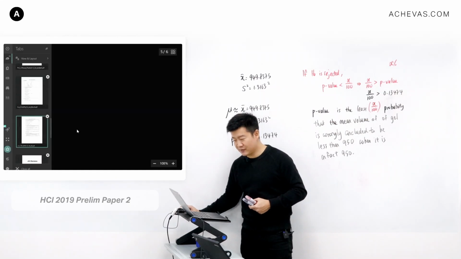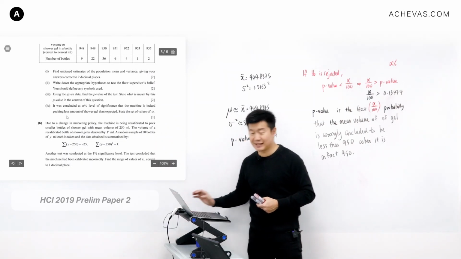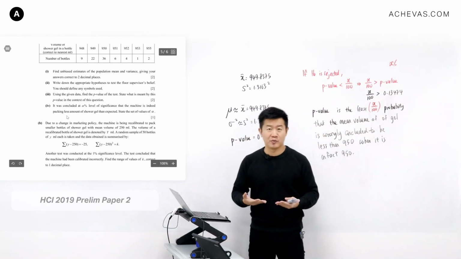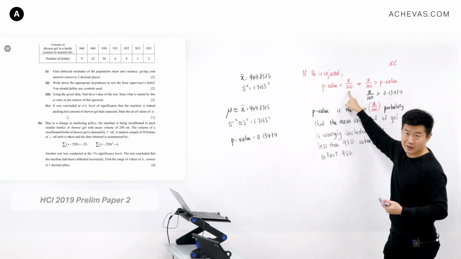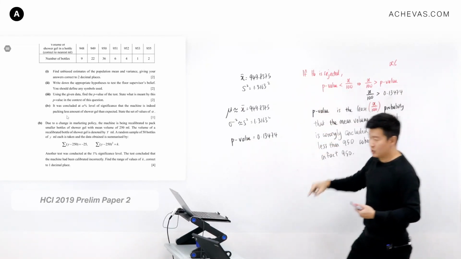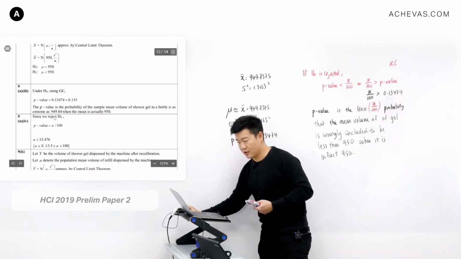So the last part here is very simple. It is concluded at alpha level of significance that the machine is indeed packing less than, so H0 is going to be rejected. That means p-value is going to be less than the level of significance. That is the last part, which is what Hua Chong did in their solution here. The p-value that was calculated is this 0.13 something. You plug this in, alpha is going to be bigger than this times 100, which is this. So alpha is between this and 100.